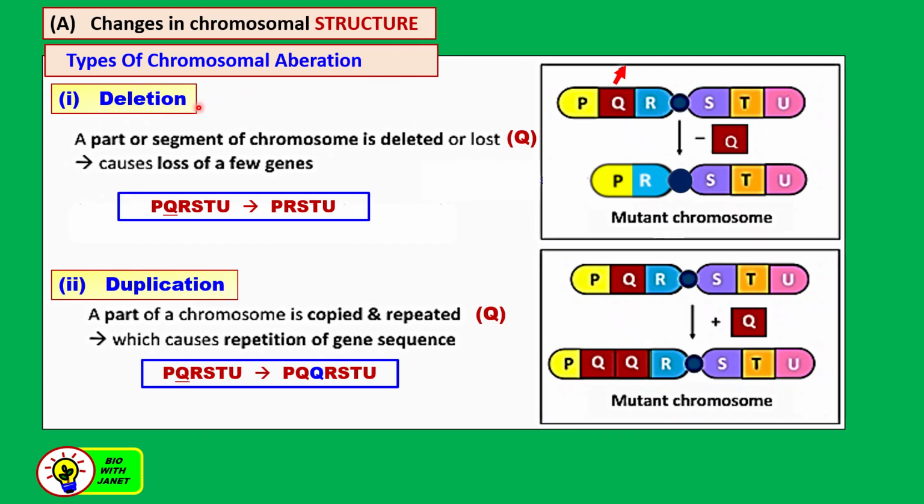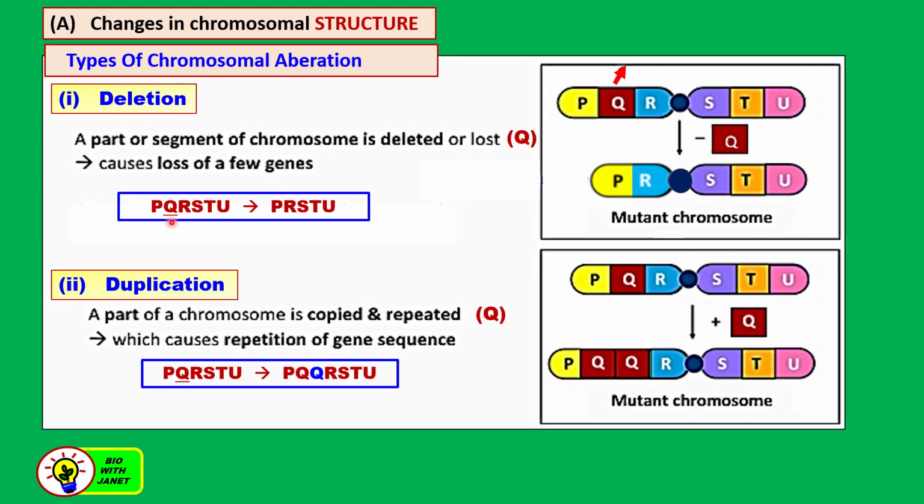The first type of chromosomal aberration or mutation is deletion. A part or segment of the chromosome is deleted or lost, for example segment Q, and this causes a loss of a few genes. Let's say this is the normal chromosome. A segment of the chromosome will break off and then be removed entirely from the original chromosome, and then the two ends here join back together. So now the chromosome is shorter and one segment is lost, which causes a loss of a few genes.